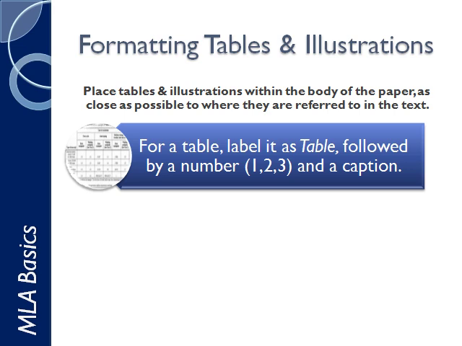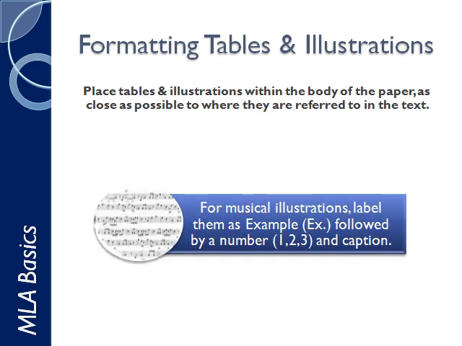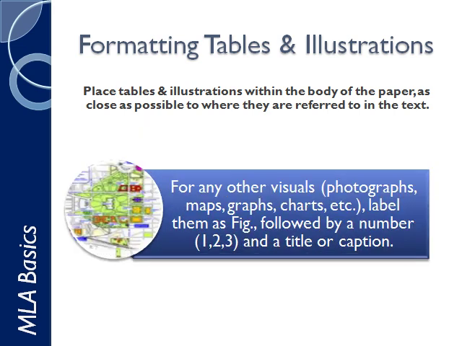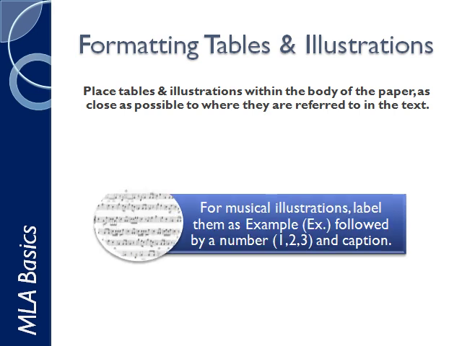Place tables and illustrations within the body of the paper as close as possible to where they are referred to in the text. For a table, label it as Table, followed by a number and a caption. For any other visuals, like photographs, maps, graphs, or charts, label them as Figure, Fig. followed by a number and a title and a caption, or a caption. For musical illustrations, label them as Example, or Ex., followed by a number and a caption.